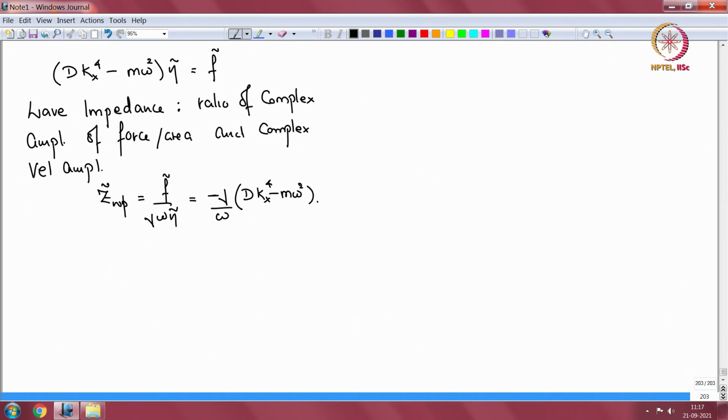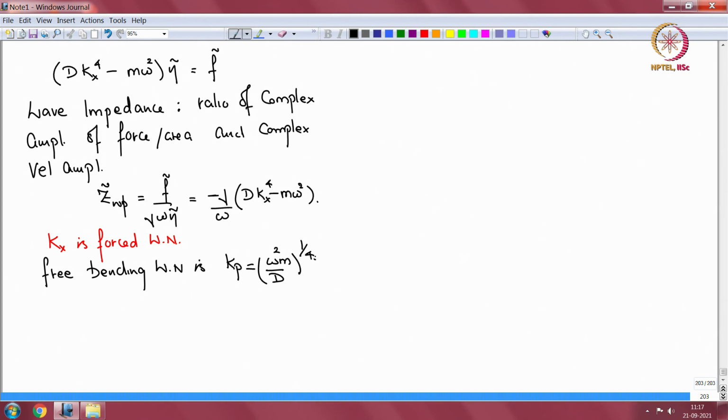Now kx is the forced wave number. Now the free bending wave number in the plate, let's call it kp. I've been using kb and kp interchangeably, so kp equals (omega squared m by D) to the power 1/4.